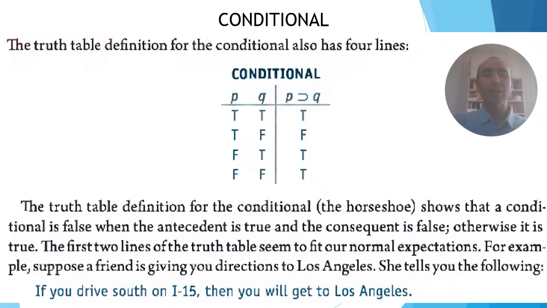Now let's imagine that you do not drive south on I-15, so P is false, and you do not get to Los Angeles. In this case, the instruction continues to be true, continues to be correct, because you didn't follow it. So that is what is shown on the fourth row of the truth table.